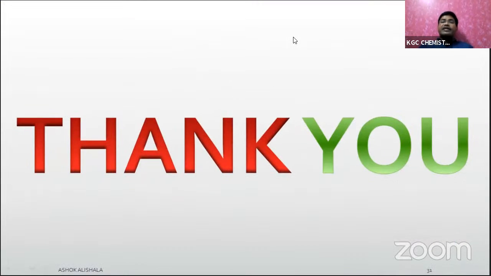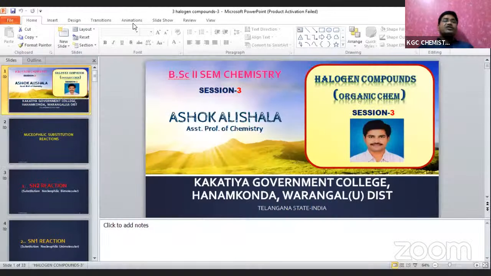This is not the end, and we're going to take one more slide because I prepared it divided into different parts. Let us go for the third one. This is a very, very important slide, because we have the SN1 and SN2 reactions in this slide.